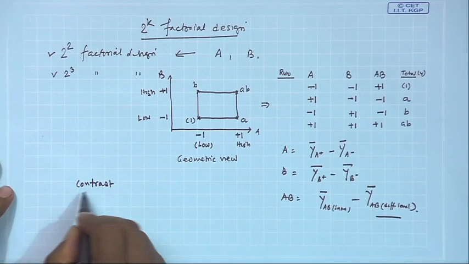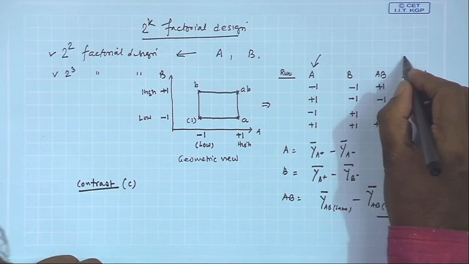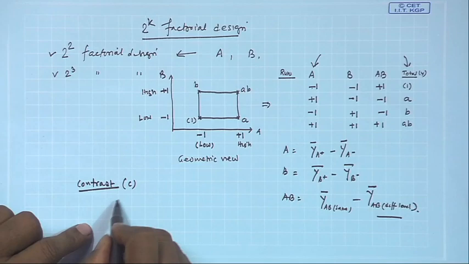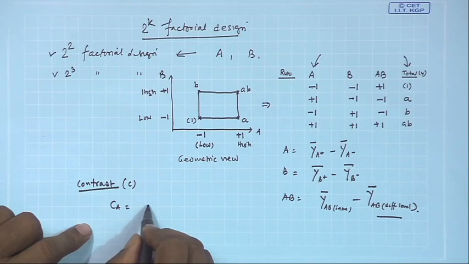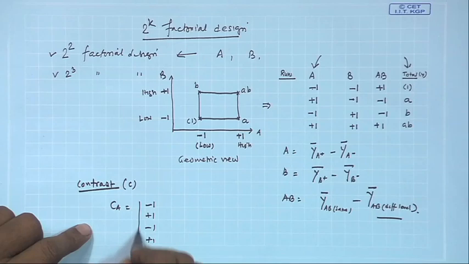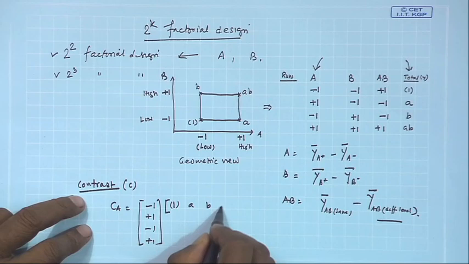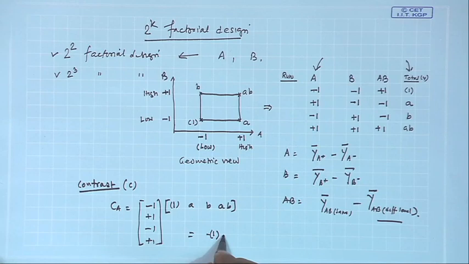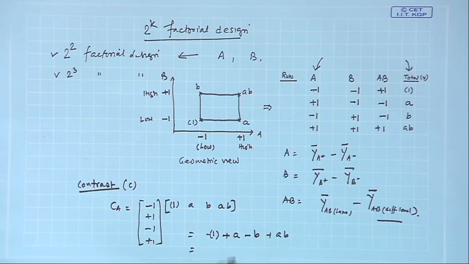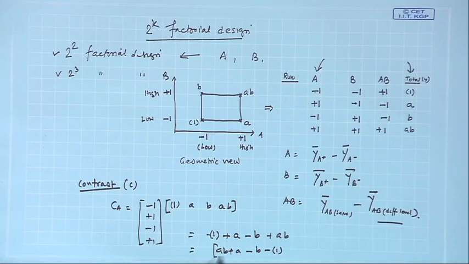We have said another thing: when a particular column is multiplied by the total column, then you will get the contrast. So, for the contrast of A, it will be minus 1, plus 1, minus 1, plus 1 times 1, A, B, AB, and you will get minus 1 plus A minus B plus AB, which is basically AB plus A minus B minus 1. This is your contrast of A.